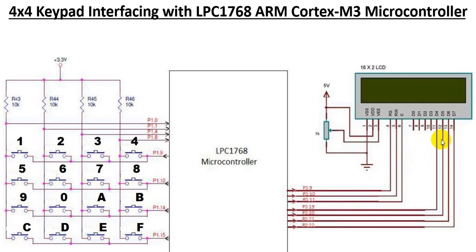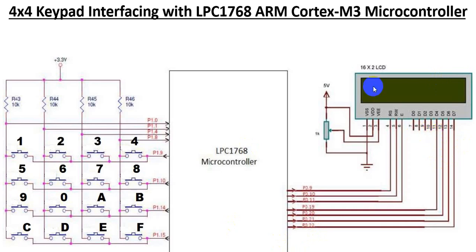Now we have 4 more lines which are connected to D4, D5, D6 and D7. So these lines are connected to port 0.19, port 0.20, port 0.21, port 0.22. Now what is interesting here? D0 to D3, they are not connected.